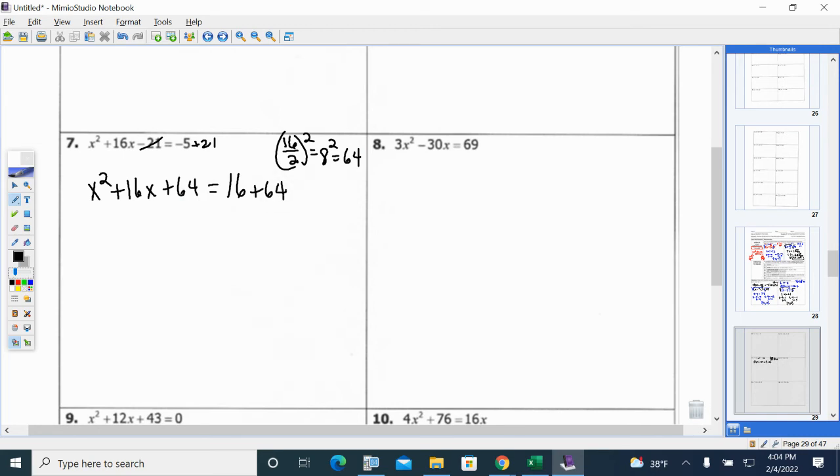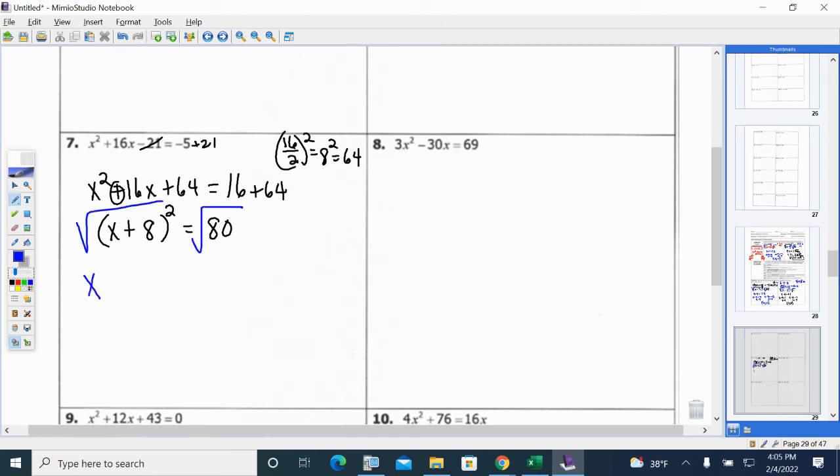Factor the left. Again, y'all, what you have done is you have forced that left side to be a perfect square trinomial. When you have a perfect square trinomial, it factors into the square root of the x squared is x, the square root of 64 is 8. The sign on the b matches. Squared equals 16 plus 64 is 80. Now we have to square root both sides.